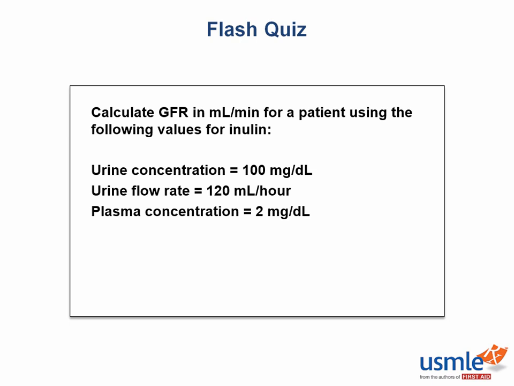Time for a flash quiz. Calculate the GFR in milliliters per minute for a patient using the following values for inulin. A urine concentration of 100 milligrams per deciliter, a urine flow rate of 120 milliliters per hour, and a plasma concentration of 2 milligrams per deciliter.